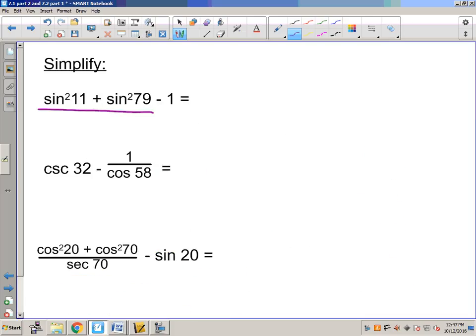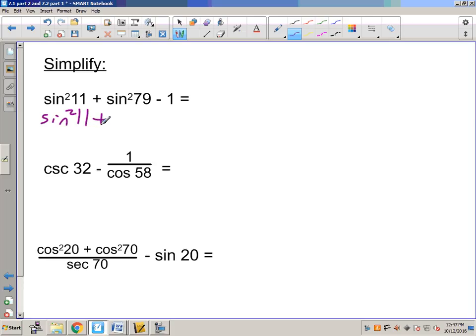So what can I do to make that happen? Could I change one of these sines to a cosine? I could. If I do, that means I'm going to have to change the angle as well. Which one would you prefer to change, the first one or the second one? Second one? All right, so we'll leave the first one alone.